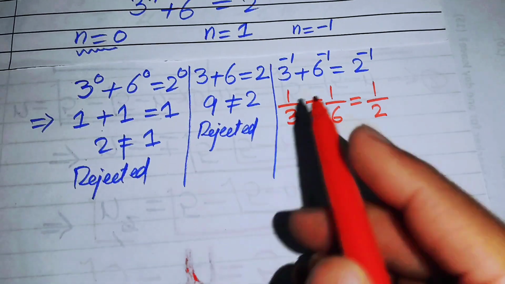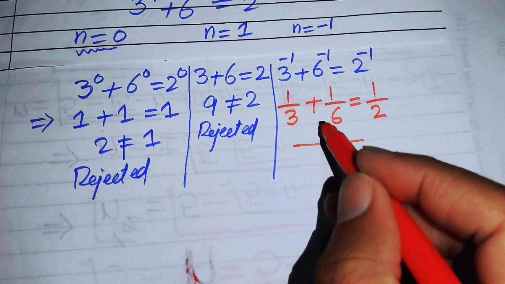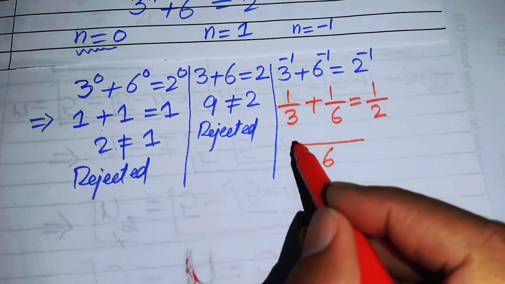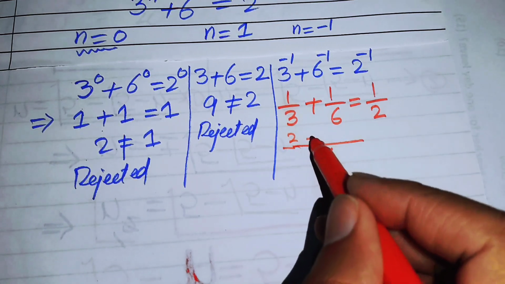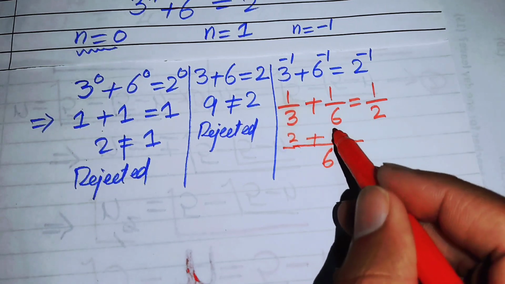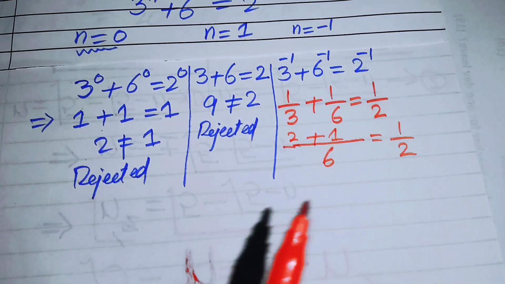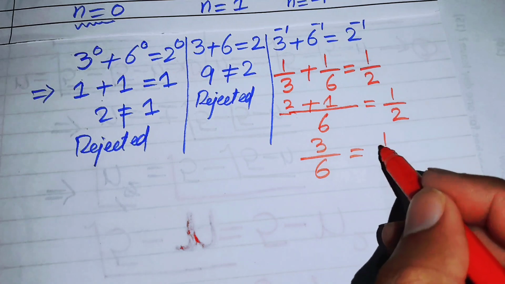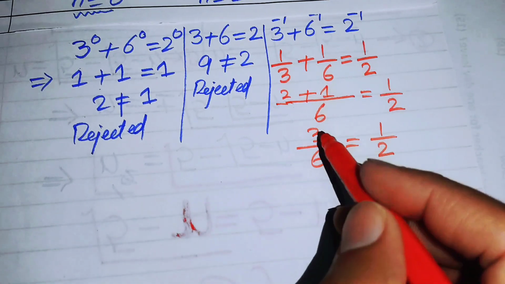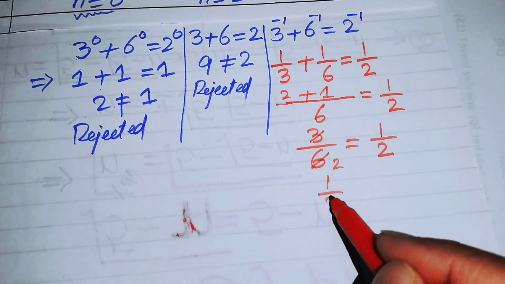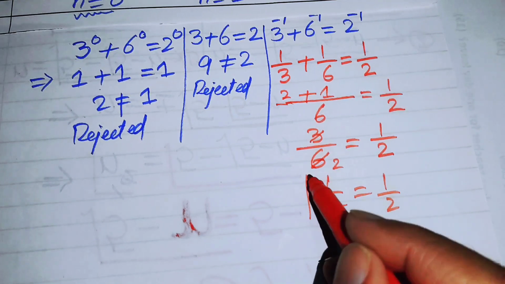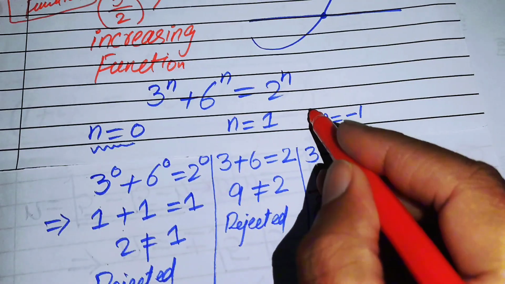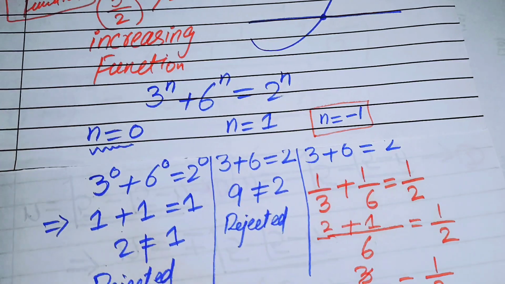On the left hand side we take the LCM, and the LCM of this is 6. When we divide 6 by 3 you get 2, plus we divide 6 by 6 and you get 1, and this whole equals 1 over 2. So you have 2 plus 1 is 3 over 6 equals 1 over 2, and these terms cancel each other, and we get 1 over 2 equals 1 over 2. This shows that n equals minus 1 satisfies our given question statement.